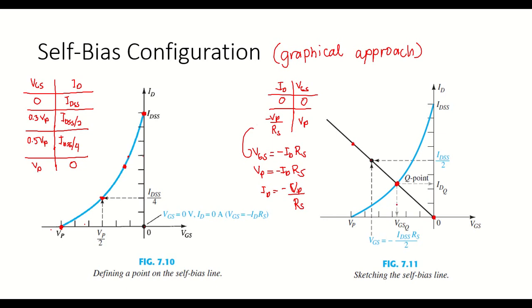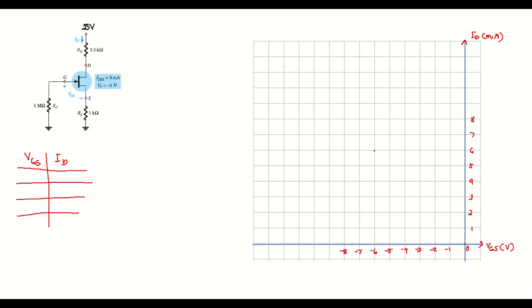So the value which corresponds to the X here, the X value, will be equal to the VGSQ, and then the Y value of the point will be equal to the IDQ of the circuit.